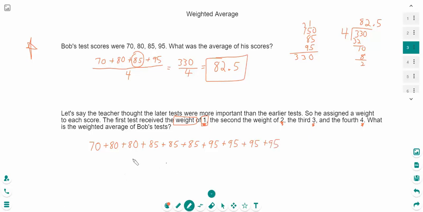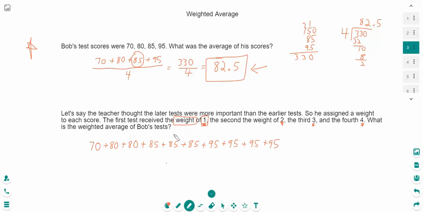Okay, so hopefully you can see how this is working. We have 70 only in here once. That was his first test. 80, which was his second test, contributes 2 numbers to the problem. The third test contributes 3 numbers, and the fourth test contributes 4 numbers. So the most influential test on this final average is going to be the fourth test, because it's responsible for 4 of the grades, which is more than any of the other tests were. Okay, so hopefully that makes sense.